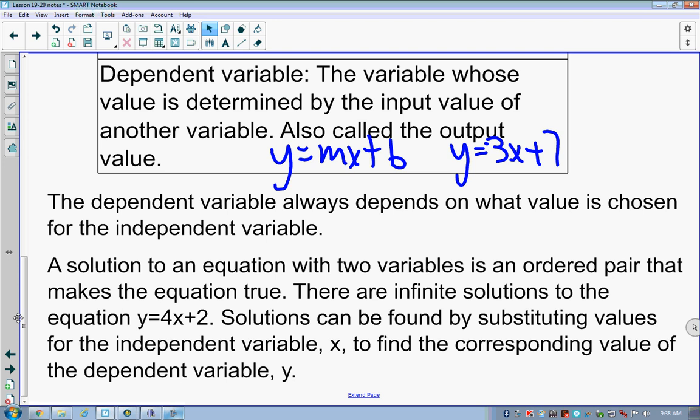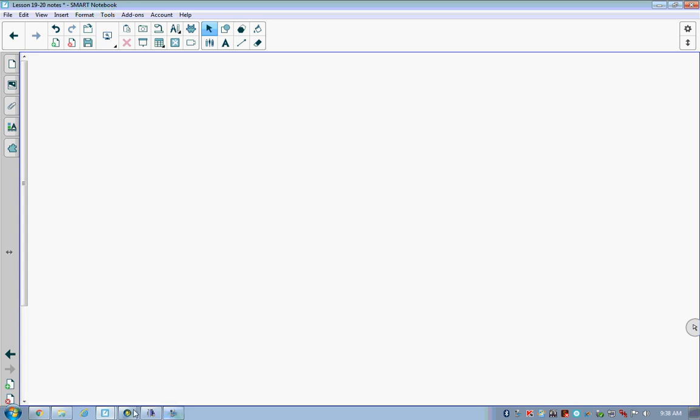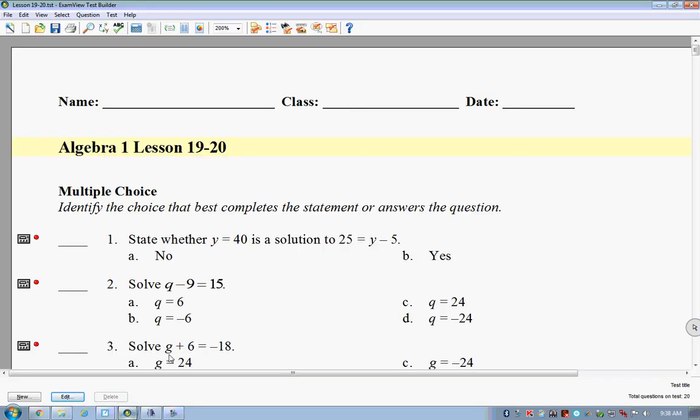The solution to an equation with 2 variables is an ordered pair that makes the equation true. There are an infinite number of solutions to this, right? Because I can put in an infinite number of x values and get an infinite number back. So solutions can be found by substituting values for the independent variable x to find corresponding values of the dependent variable y. Okay? Am I going too fast for you? No? Okay. All right, so let's try to look at some questions here.